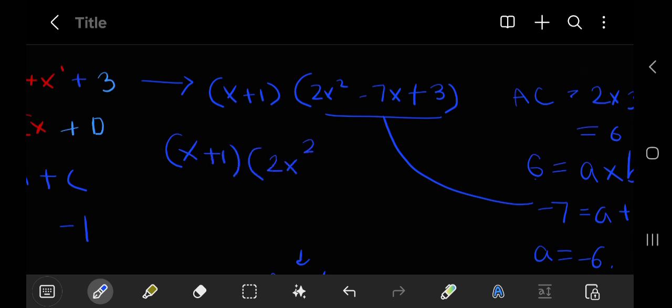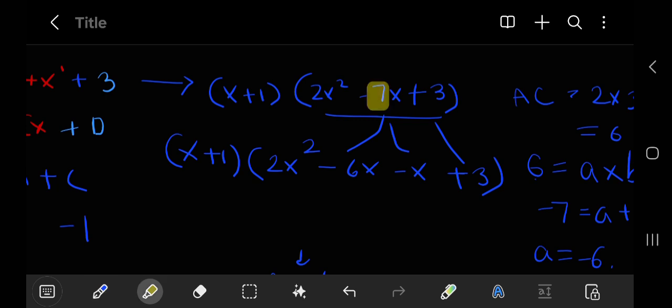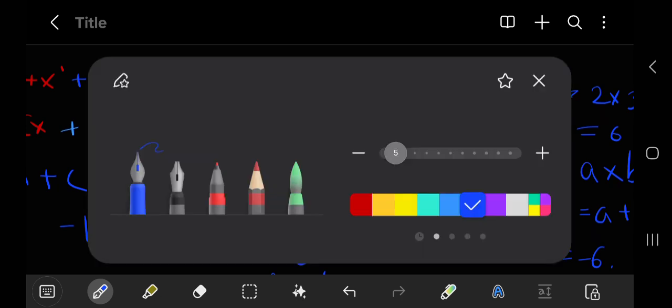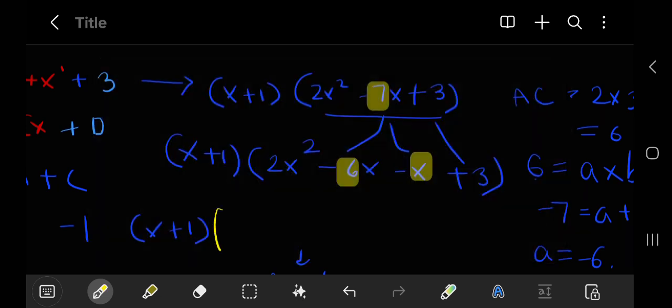So let me factorize it: 2x² − 6x − x + 3. Cool. Now take the first two terms. I have highlighted how I factorized, how I split that −7. Now let's factorize it. I'm using a bright color. Let me take 2x common from the first two terms, leaving me with x − 3.